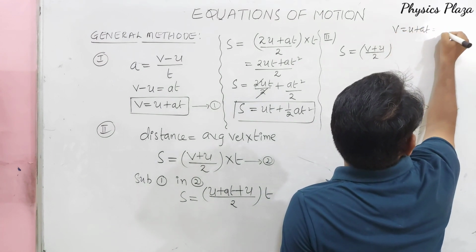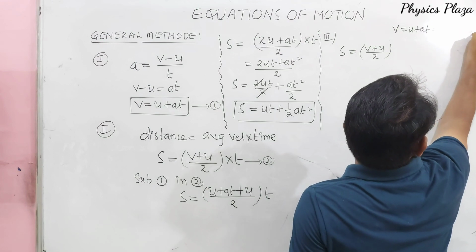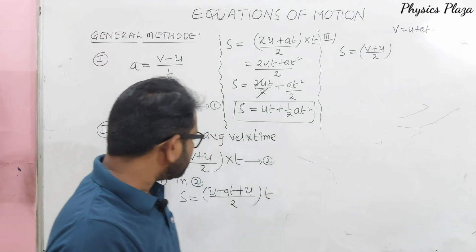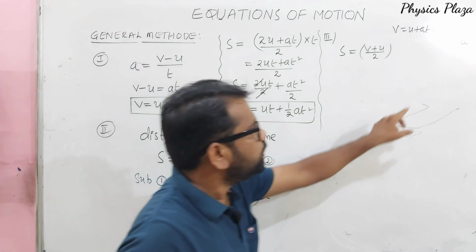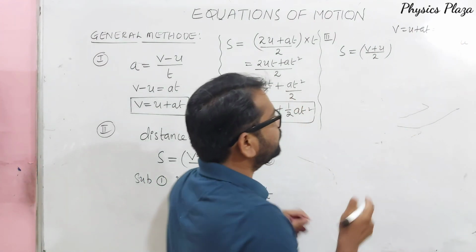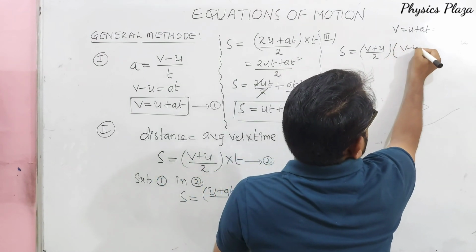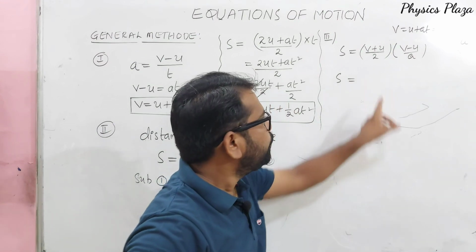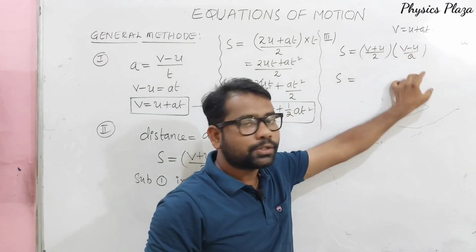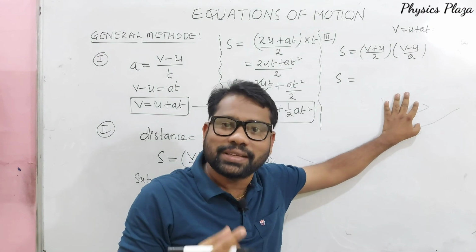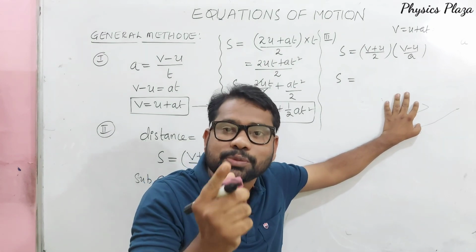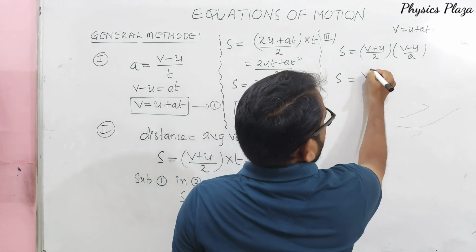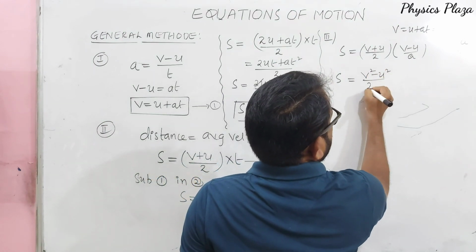Children, we know that V is equal to U plus AT. From this, what can we write here? Time T can be written as V minus U by A. Now, in the place of time T, let us substitute V minus U by A. What do we get? If you can see the numerator, it is V plus U into V minus U. So, children, can you remember any formula in maths? Yes. A plus B into A minus B, which is A square minus B square. So, this we can write V square minus U square by 2A.